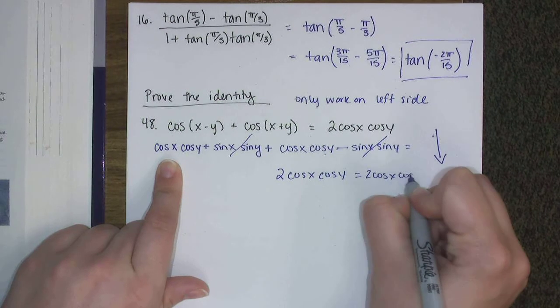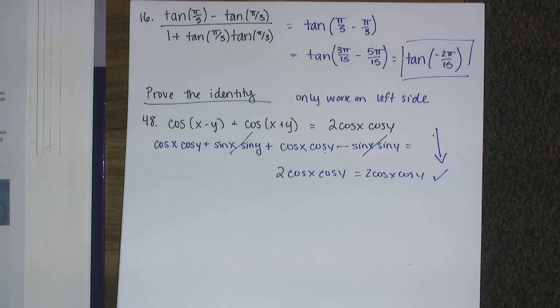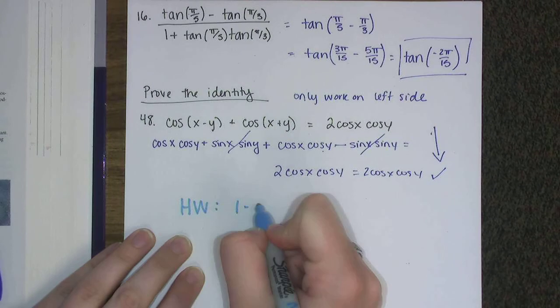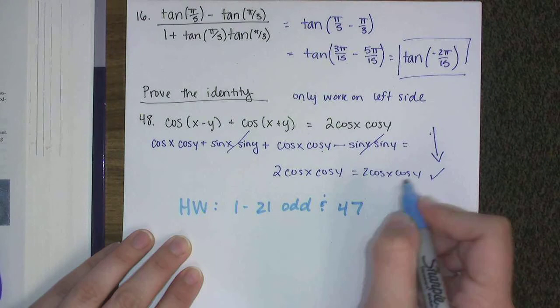Okay? So, your homework for this section is 1 through 21 odd and 47. So 47 is basically just like 48. Okay, that's as hard as we're going to go with proving these ones.